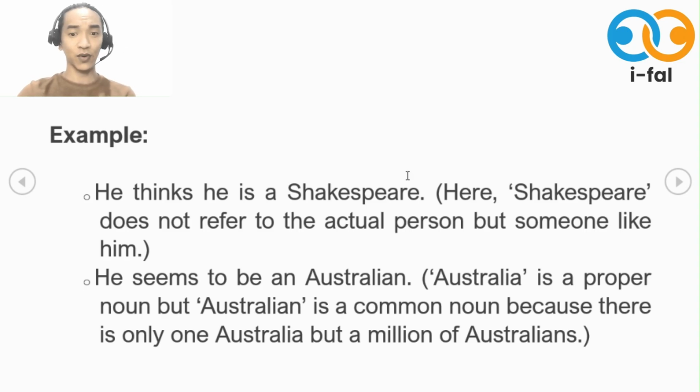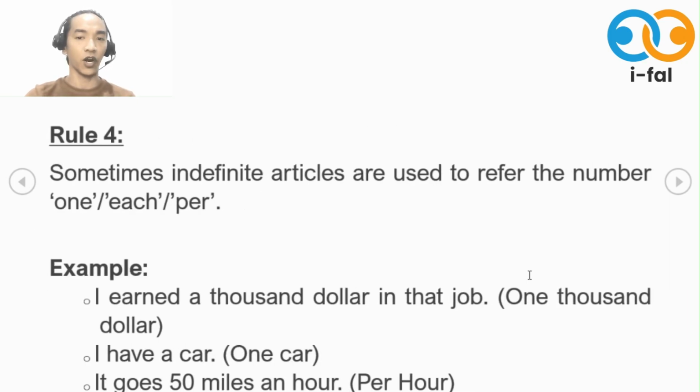He seems to be an Australian. We are generalizing in this case. Australia is a proper noun, but Australian is a common noun because there is only one Australia, but a million Australians. Next, rule number 4.